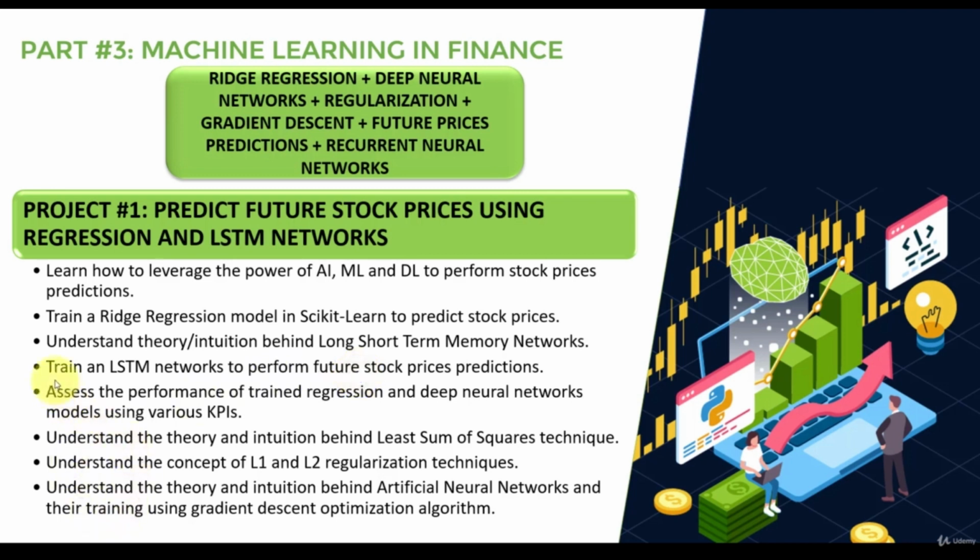All right. Next, we will learn how to train an LSTM network to perform future stock prices prediction and assess the performance of these networks using various KPIs. We will also understand the theory and intuition behind least sum of squares techniques and understand the concept of regularization. And finally, we will understand the theory and intuition behind artificial neural networks and how to actually train them using the gradient descent optimization algorithm. And here is the summary. So we'll learn about ridge regression, deep neural networks, regularization, gradient descent, future price predictions, and recurrent neural networks.